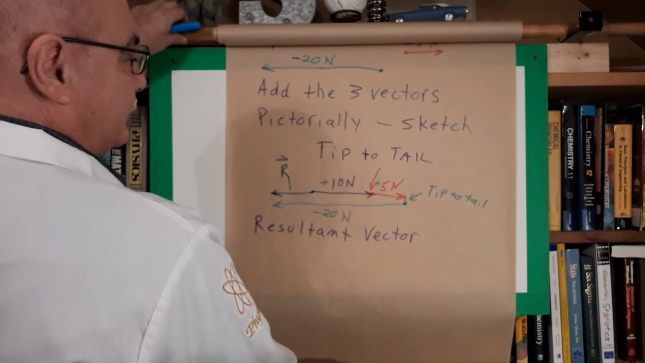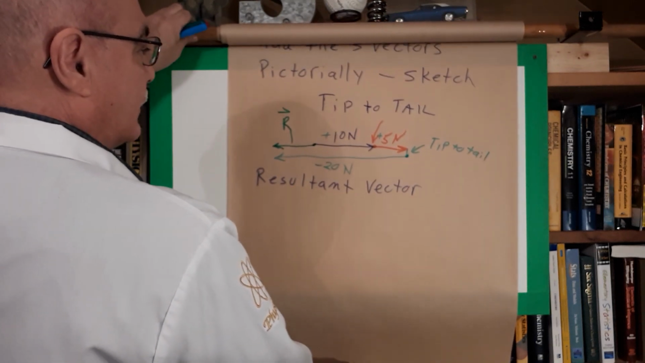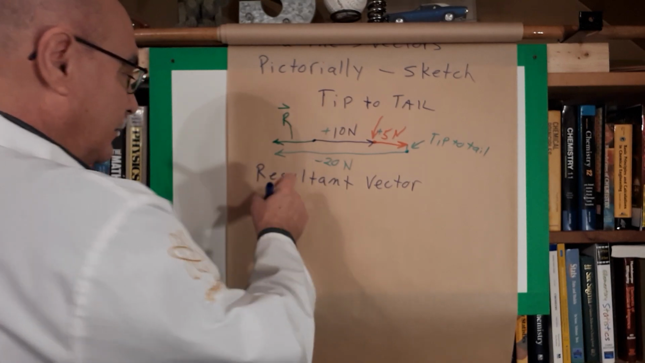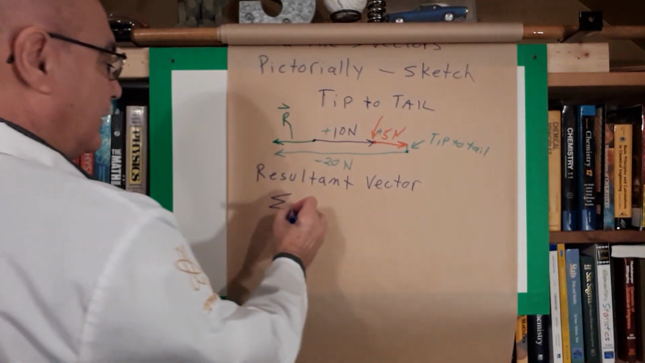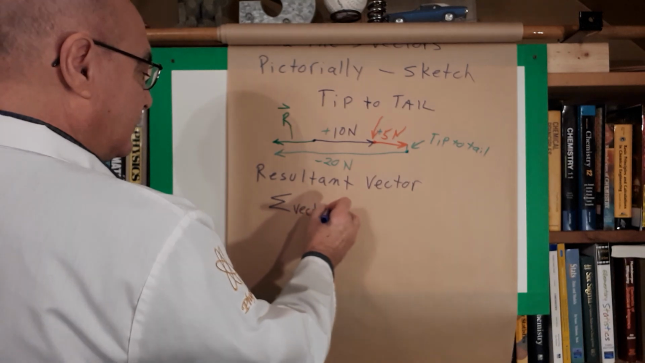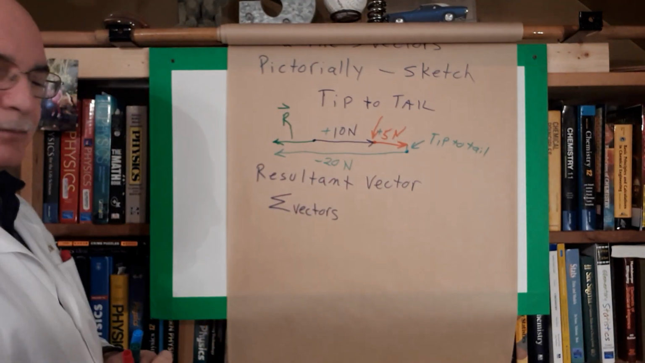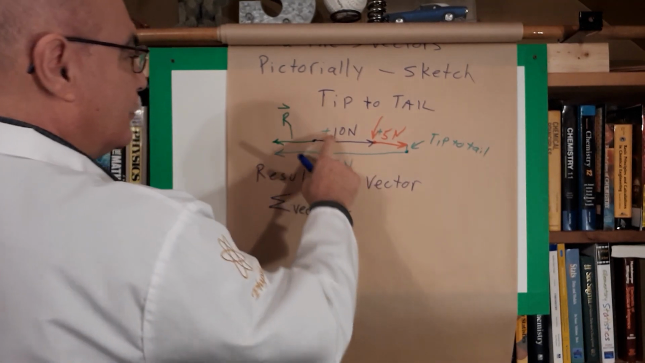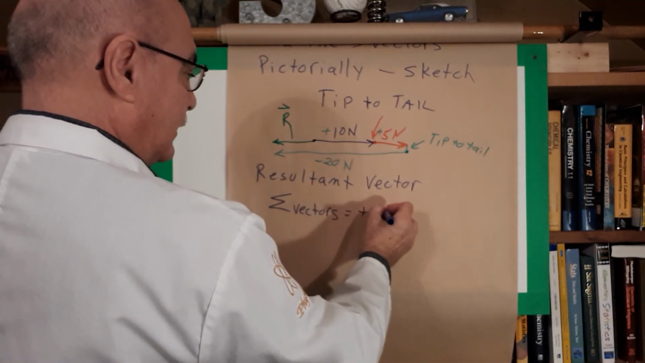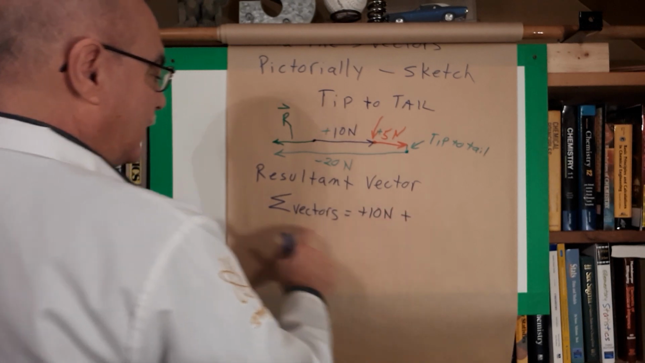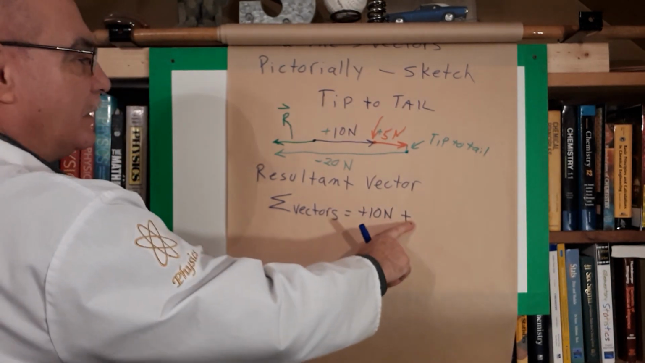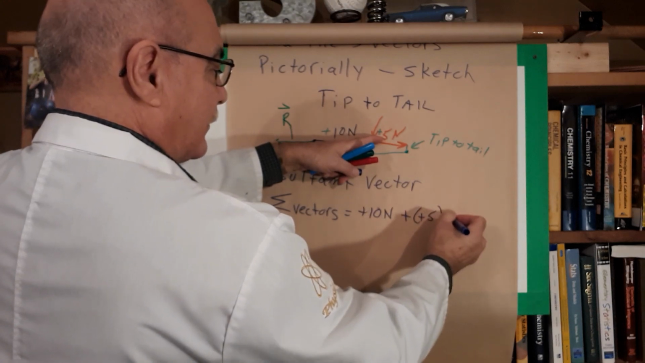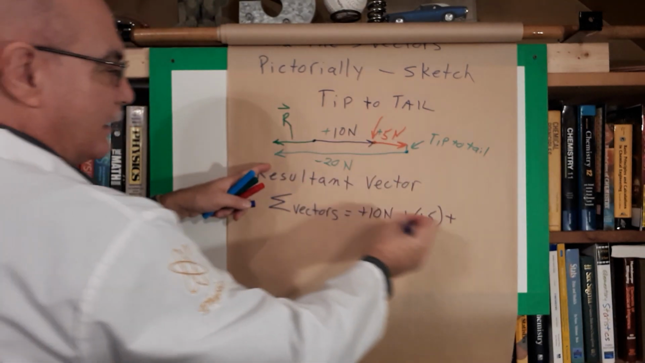So going on up, the sum of the vectors algebraically, this sigma here represents the sum of the vectors, which means I'm going to add all these up algebraically now, and that's where these signs come in handy. It is equal to plus 10 newtons plus, that's what this means, sum of, so I'm going to add everything up, plus 5 plus a minus 20.